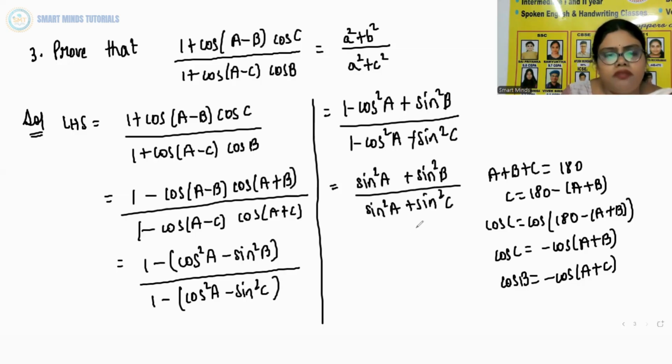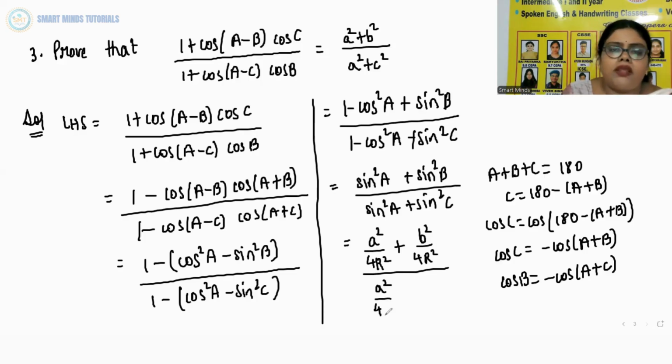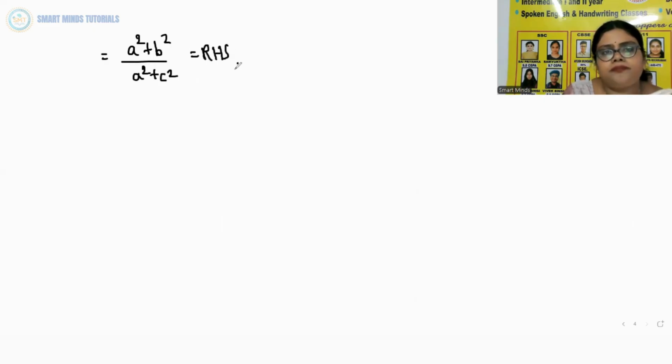Now from sine rule, we know that sin A is a by 2R. So sin square A will be a square by 4R square. The same way, sin square B is b square by 4R square. Sin square A is again a square by 4R square plus c square by 4R square. So the denominator 4R square gets cancelled, and finally we will get a square plus b square by a square plus c square. This is RHS.